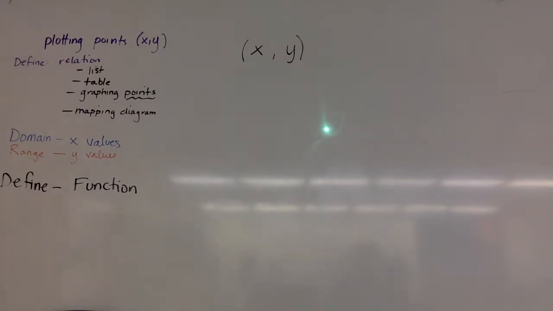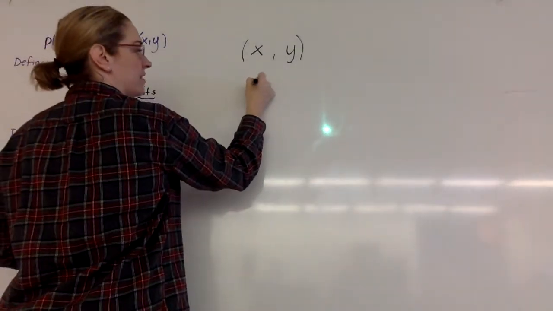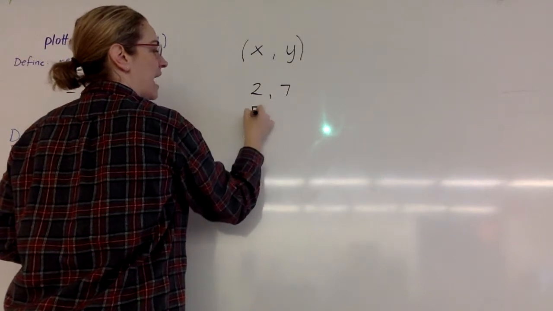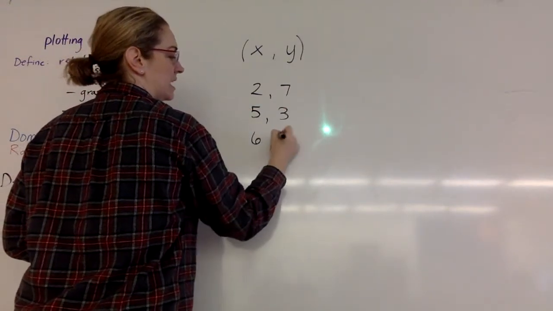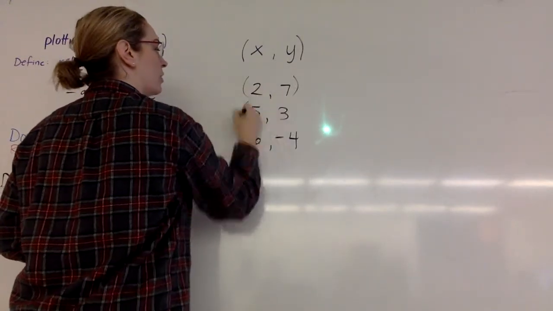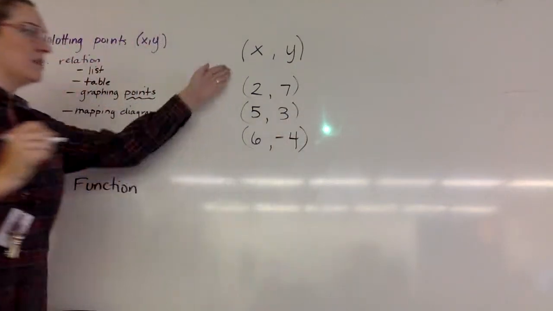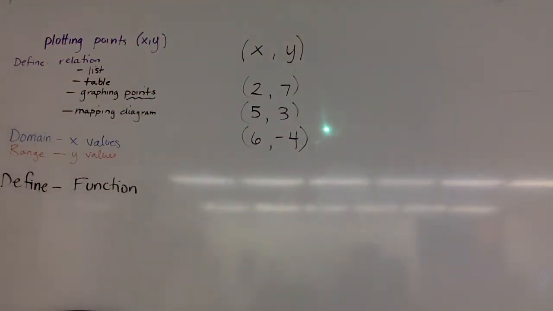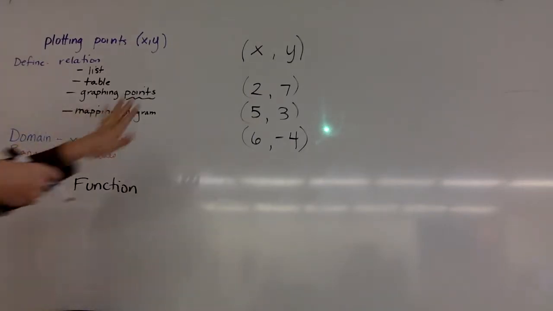Okay, a function. So let's say that I have a bunch of people in math world, and I'm going to say that 2 is dating 7, and 5 is dating 3, and 6 is dating -4, and these are all ordered pairs. Okay, this is my first relation. The question is whether or not this is a function. It is a relation. It's a set of ordered pairs, but can we further classify it as a function? So here's the test.